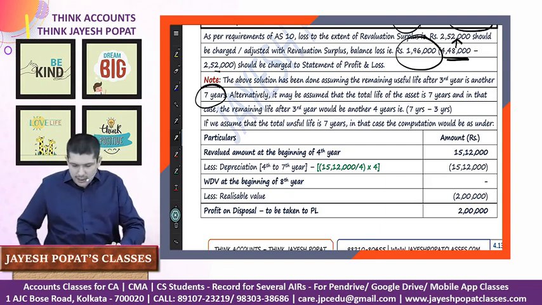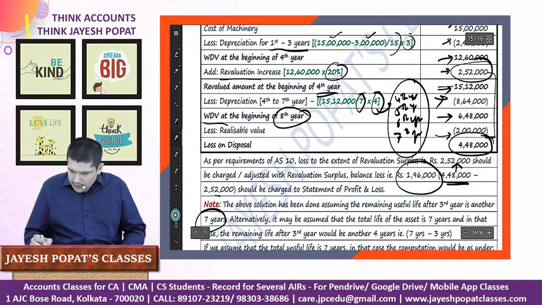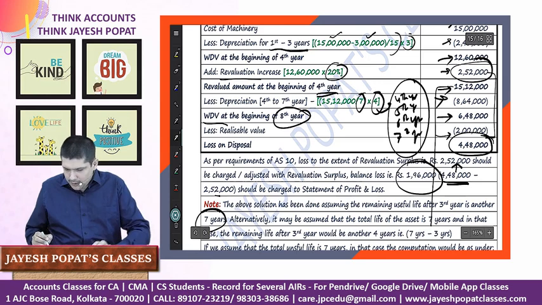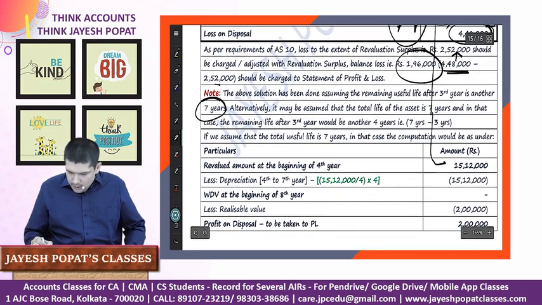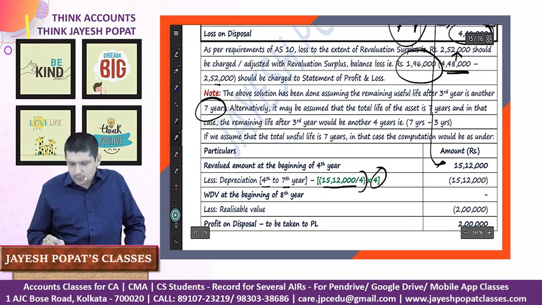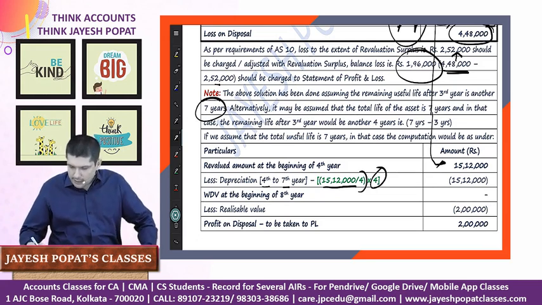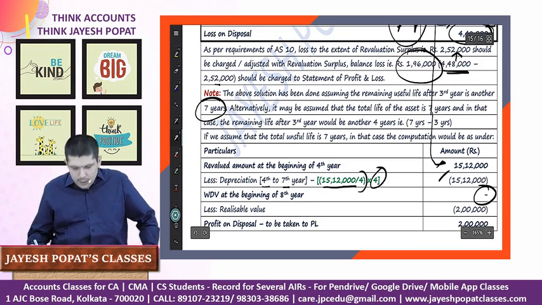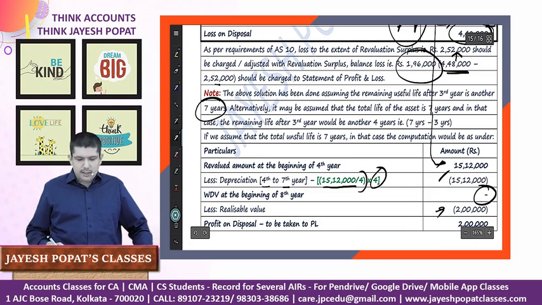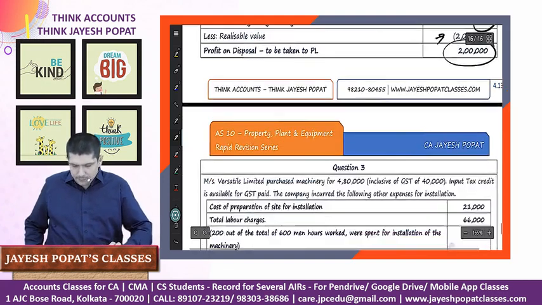that machinery. In that case, we will say revalued amount at the beginning of the 4th year that we have already calculated here, so the same amount we will directly use, right? This is the revaluation amount at the beginning of the 4th year. Now depreciation for 4th to 7th year is basically 15 lakh 12,000 divided by 4 into 4, because 4 years is the remaining useful life and we are using it for 4 years. The entire thing becomes depreciated. WDV becomes 0. 2 lakh rupees is the sales proceed, and this 2 lakh becomes profit on sale. Clear?